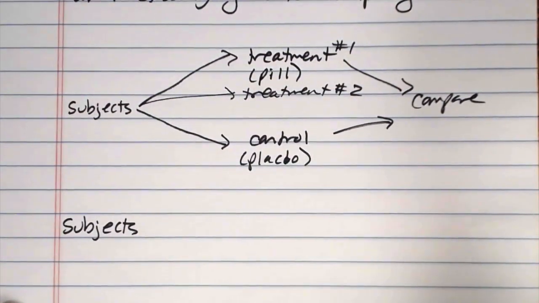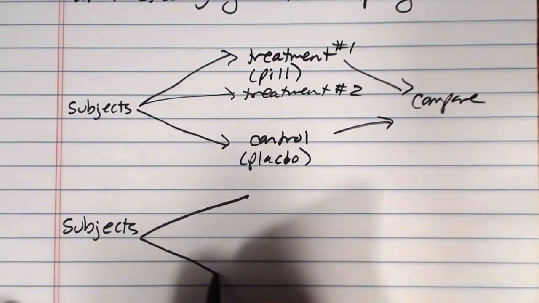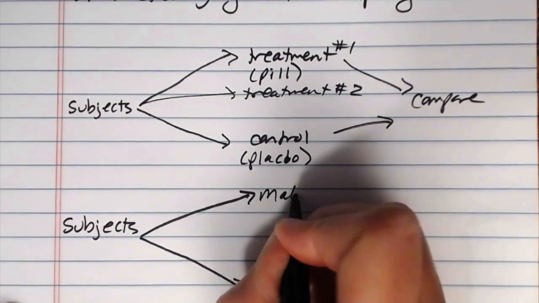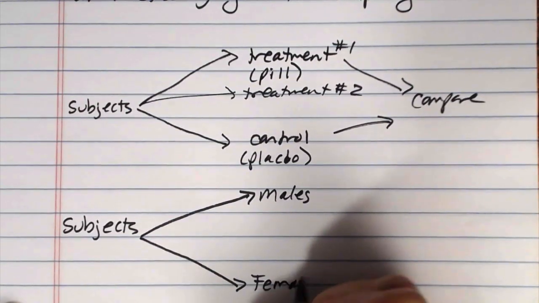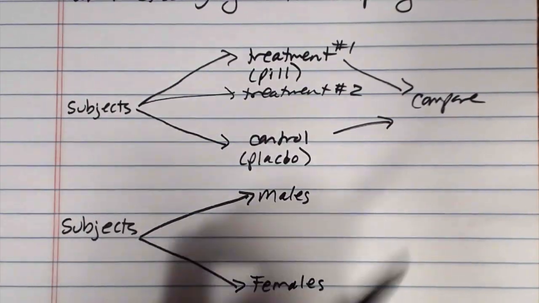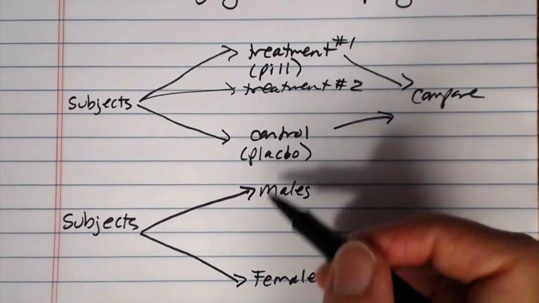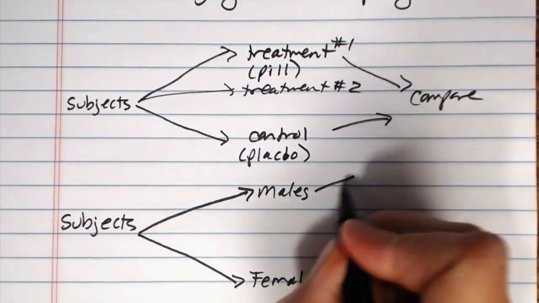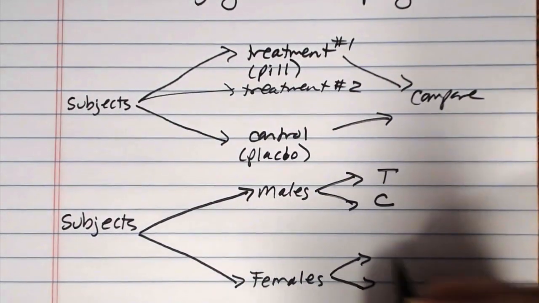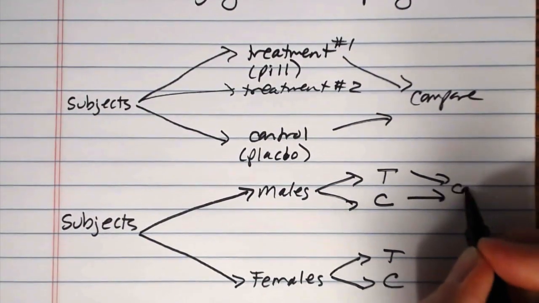I'm going to start with my pool of subjects. I will split them, or I will block, rather, by gender. So I have the males and the females. See how that's essentially like stratifying? We're taking our entire pool of subjects and we're splitting them out according to a demographic characteristic. Then within each block, I would do treatment and control, and treatment and control, and then at the end, compare.